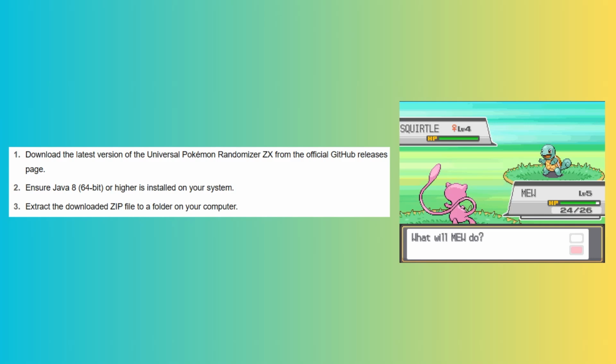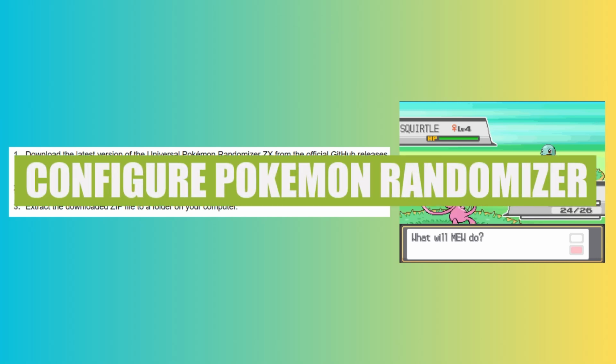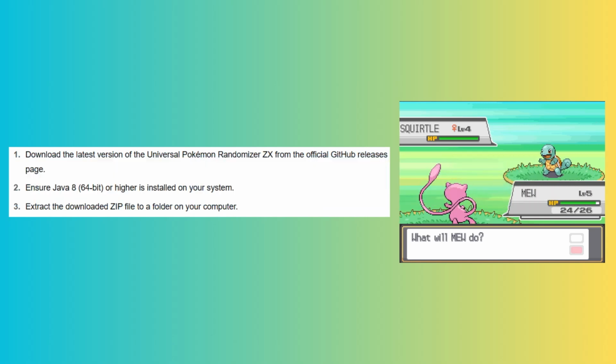In this video, I will show you exactly how to install and configure Pokemon Randomizer. First, download the latest version of the Universal Pokemon Randomizer ZX from the official GitHub releases page. Then, ensure Java 8 64-bit or higher is installed on your system.